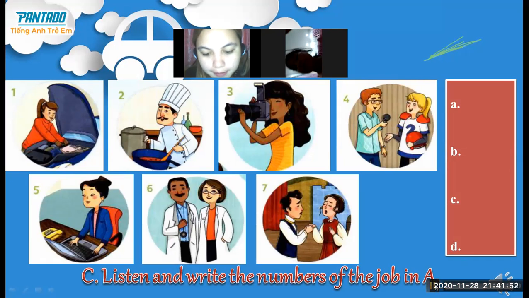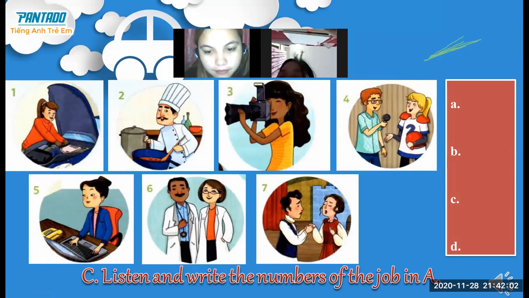17C. A day's work. Listen and write the numbers of the pictures in A. A. I love my job. I love making different meals for people to eat. Our restaurant is very famous for its food. B. We have to work in theatres in lots of different places. But it's great because people like coming to see us.